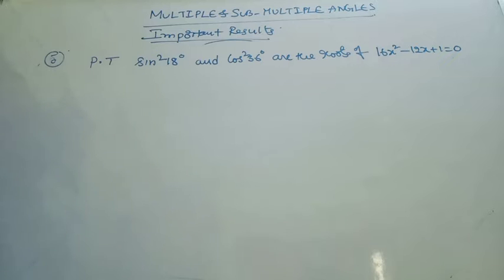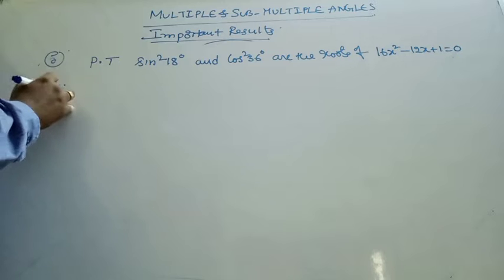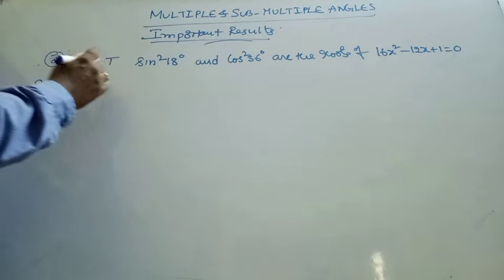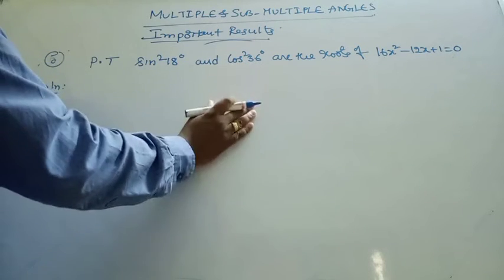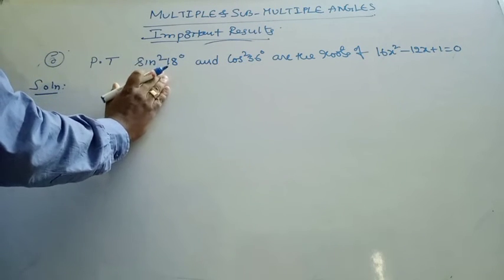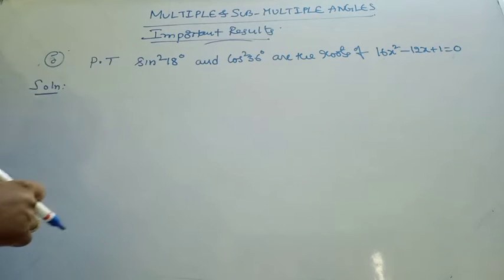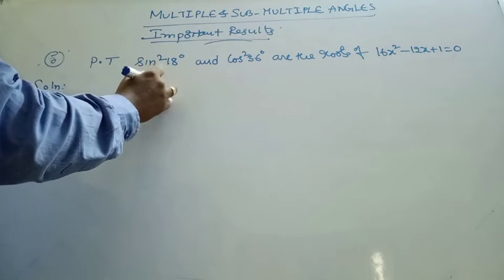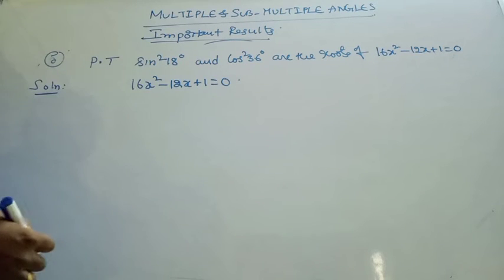Now see, we have one more important problem, my dear students. This is an independent problem, which does not depend on the previous results. They have given that we have to prove that sine square 18 degrees and cos square 36 degrees, which we already derived, are the roots of 16x square minus 12x plus 1 equal to 0. See, my dear students, 16x square minus 12x plus 1 equal to 0 is the given quadratic equation, right?